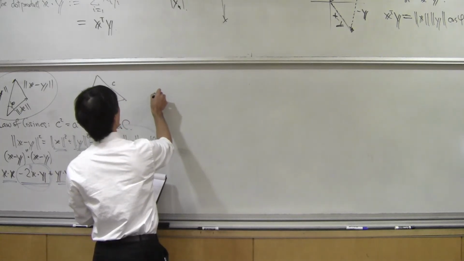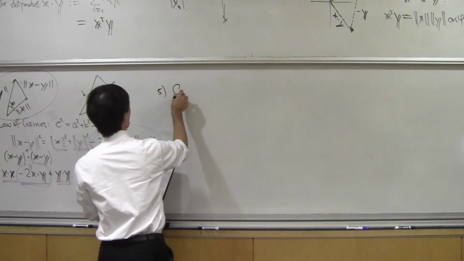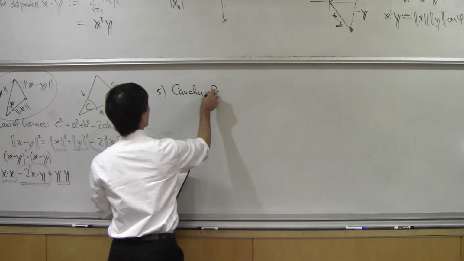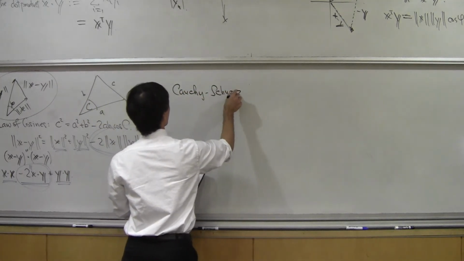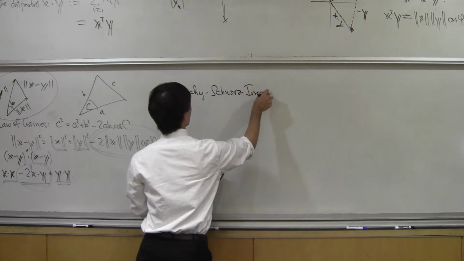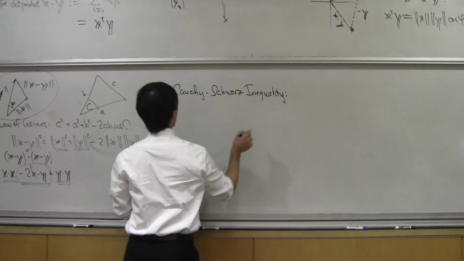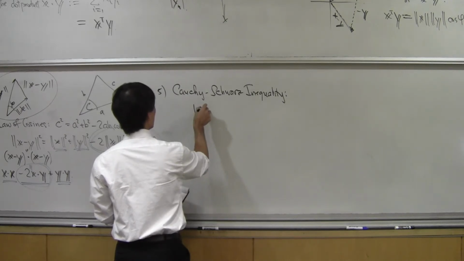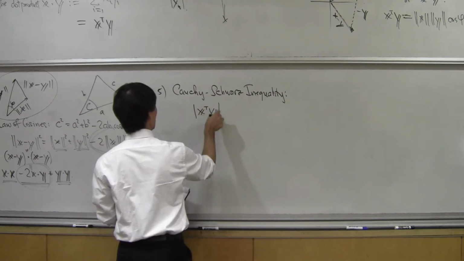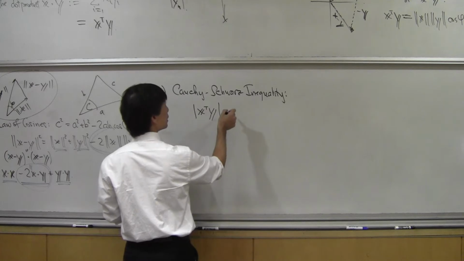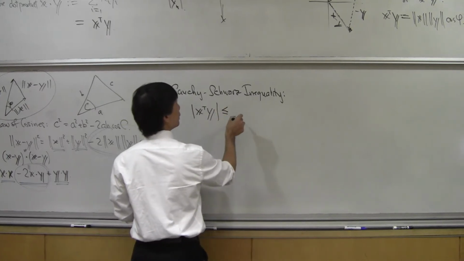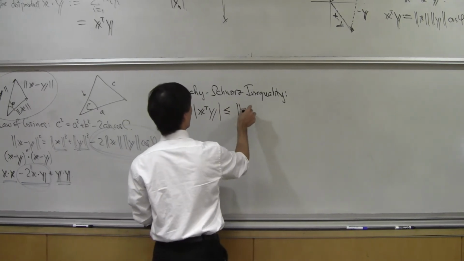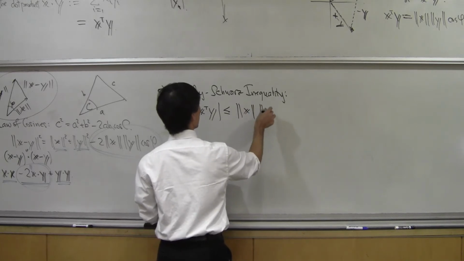A consequence of the geometric interpretation is something called the Cauchy-Schwarz Inequality, which says something very simple, that if you take the absolute value of a dot product, well, that's smaller than the product of the magnitudes.